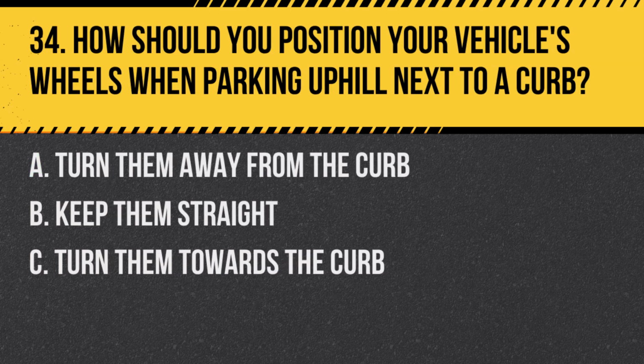Question 34. How should you position your vehicle's wheels when parking uphill next to a curb? A. Turn them away from the curb. B. Keep them straight. C. Turn them towards the curb. Answer: A. Turn them away from the curb. This prevents the car from rolling into traffic if the brakes fail.